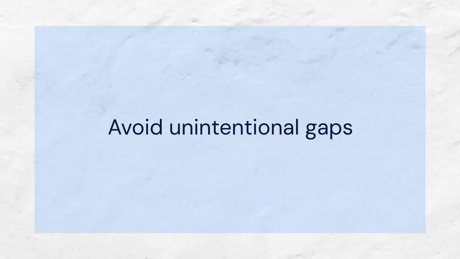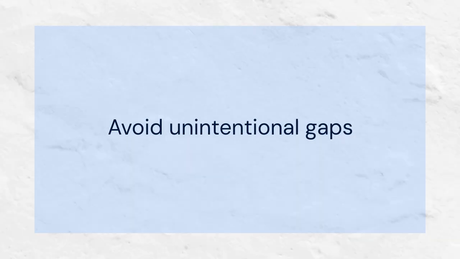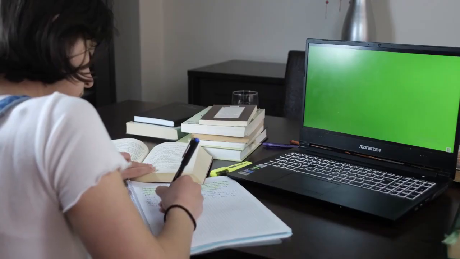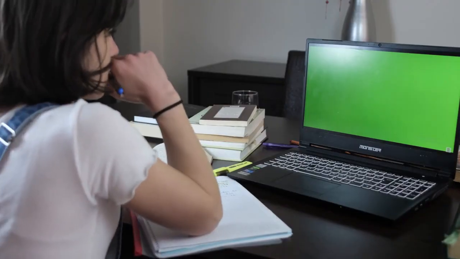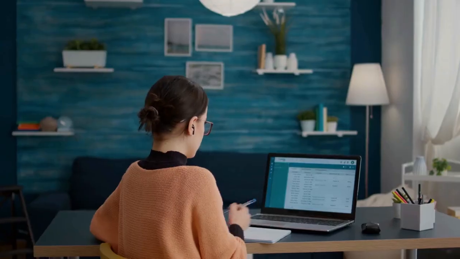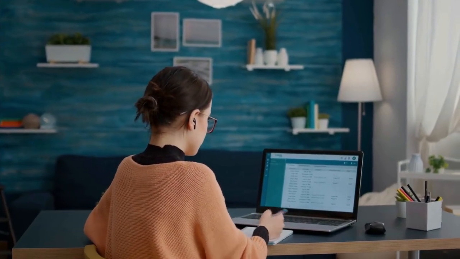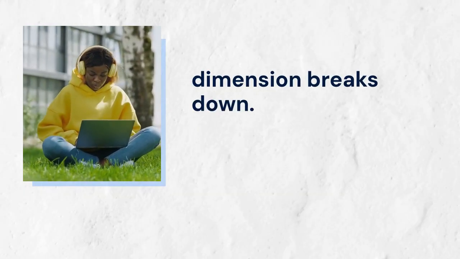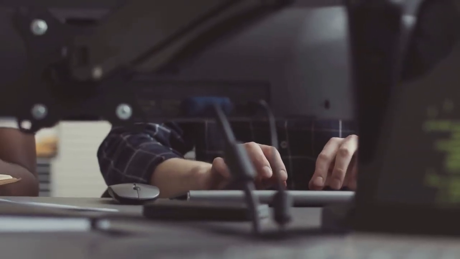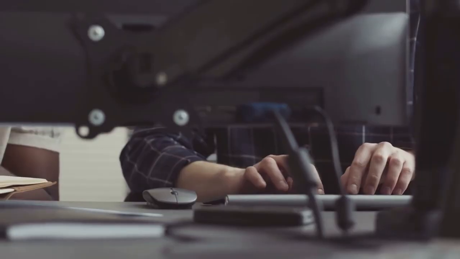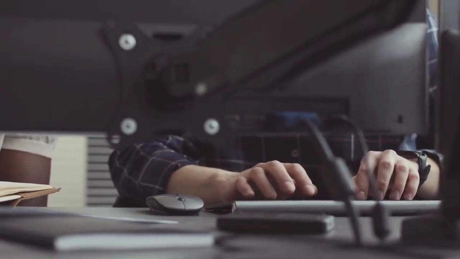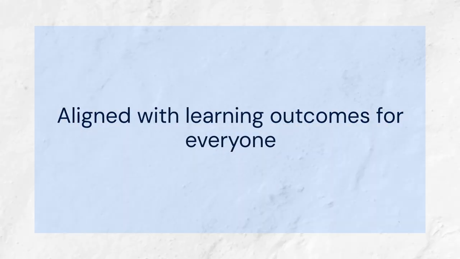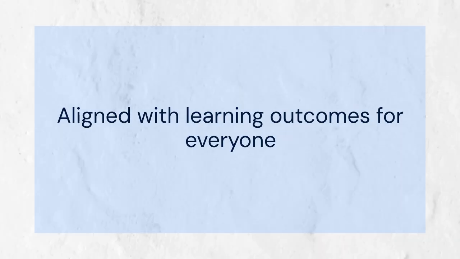ACAD is particularly valuable in HyFlex because it helps you avoid unintentional gaps between modalities. For example, if your in-person task is rich and collaborative, but your asynchronous task is just passive reading, the epistemic dimension is misaligned. If online students can't easily interact with peers, the social dimension breaks down. If tools require high-speed internet or special software only available in the lab, the set dimension becomes a barrier for remote learners. By explicitly considering these 3 dimensions, you can plan activities that are genuinely aligned with learning outcomes for everyone.